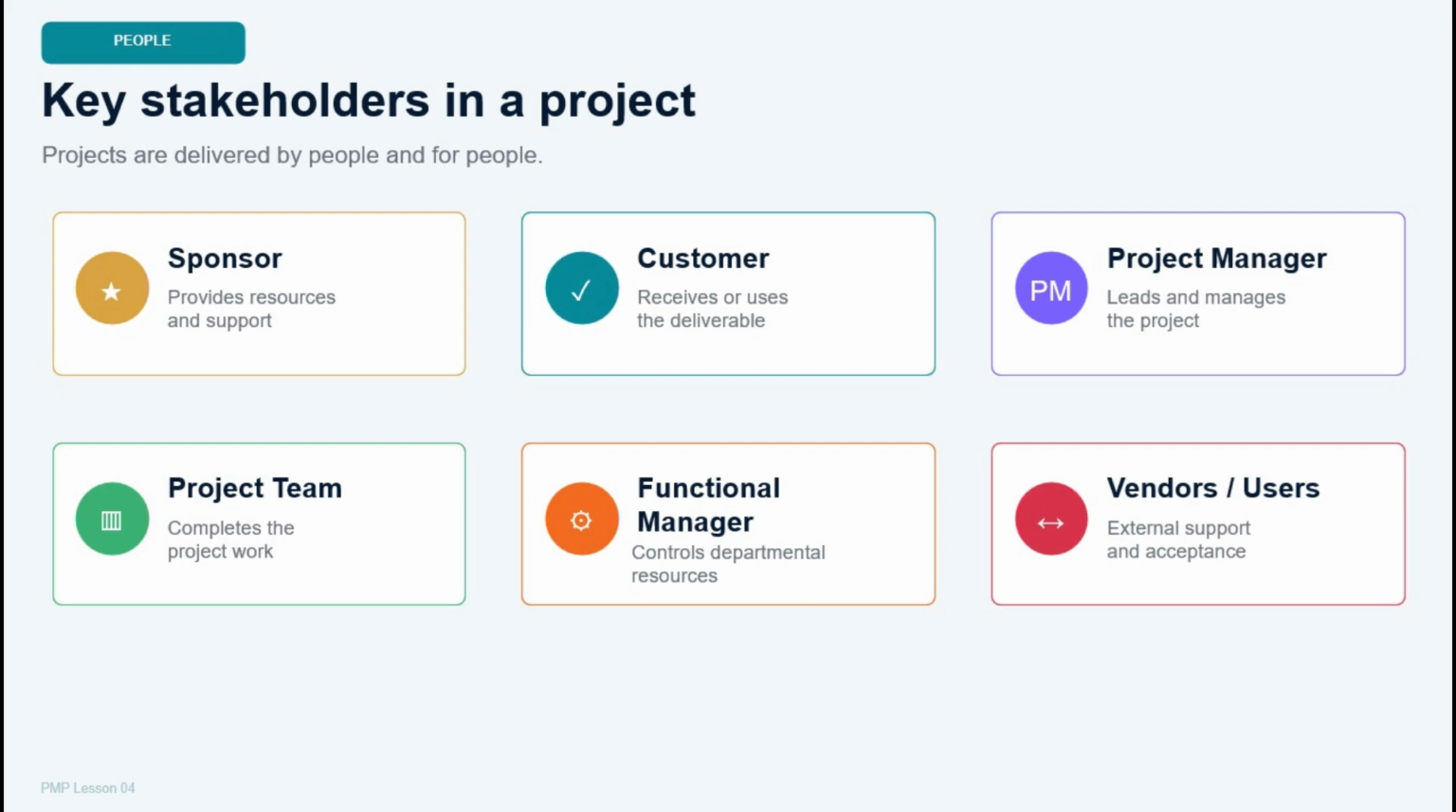The project sponsor provides resources and support for the project. The customer uses or receives the project deliverable. The project manager manages the project and leads the team. The project team completes the project work. Functional managers may control resources such as people, technical experts, or departments' budgets.